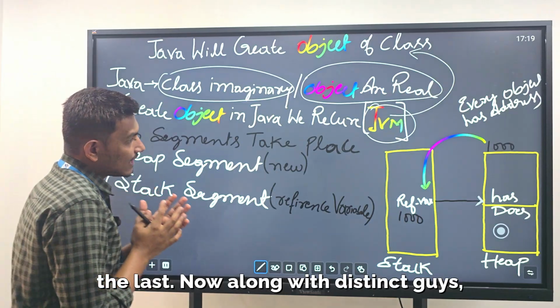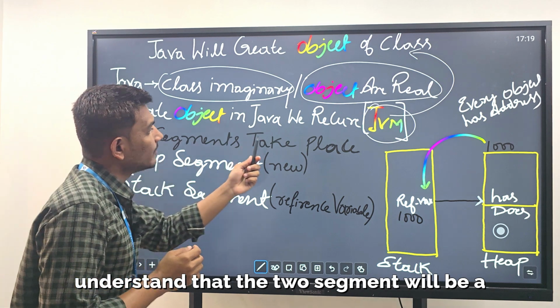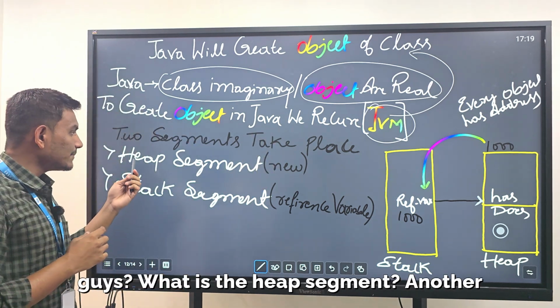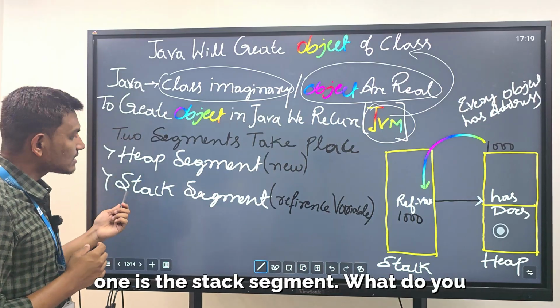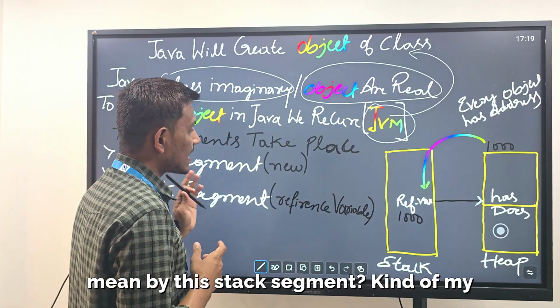Now, along with this, guys, please try to understand that two segments will take place. What do you mean by that, guys? One is the heap segment, another one is the stack segment. What do you mean by this heap segment? What do you mean by this stack segment?